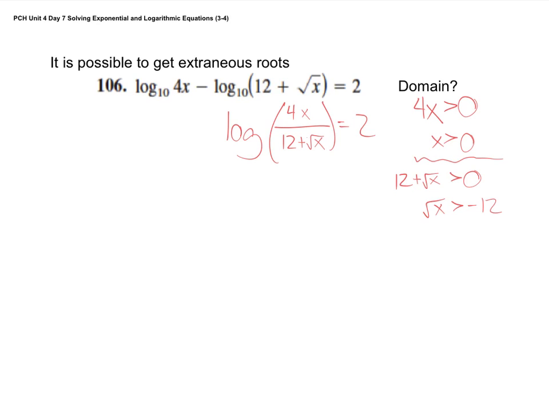So, what's our base? 10. 10 to the second equals 4x over 12 plus root x. There we go. Okay? So then 100. Yep, that's 100. We're going to multiply by our denominator. So it's now 1200 plus 100 root x equals 4x. Well, you just multiplied by the denominator.